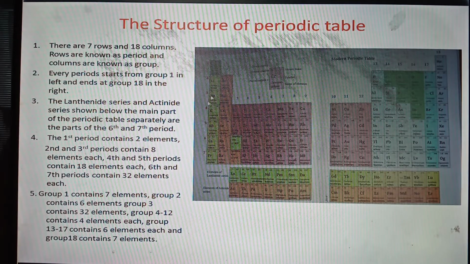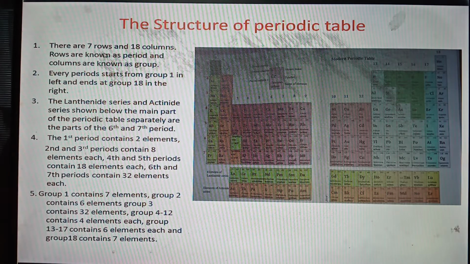This is the modern periodic table. I have taken the picture from your textbook. You can take help of the textbook since the figure is not that much clear. So let us discuss the structure of modern periodic table. You see there are some rows and some columns in this periodic table. All the 118 elements are arranged in this periodic table.